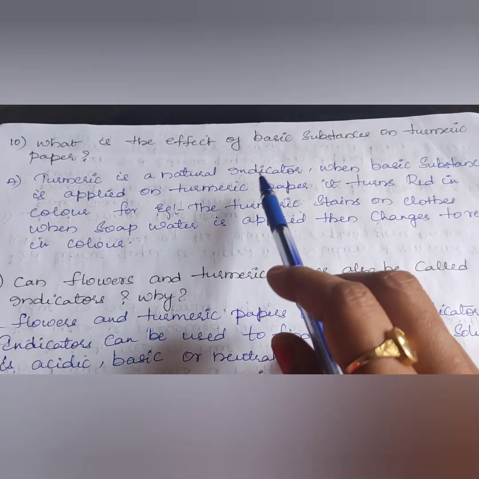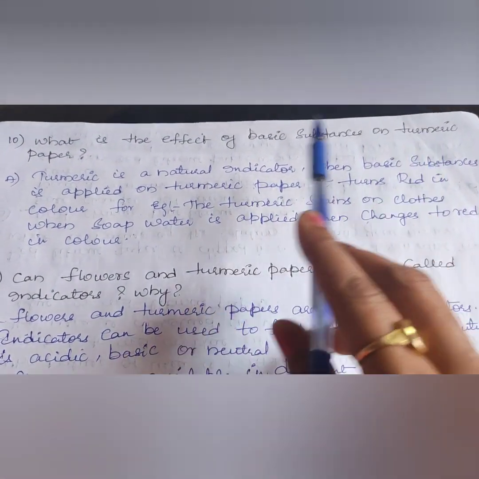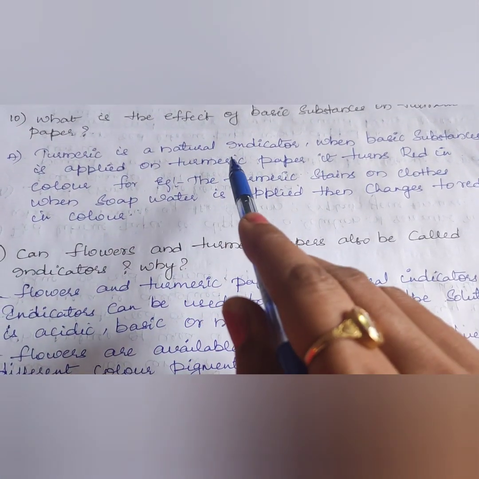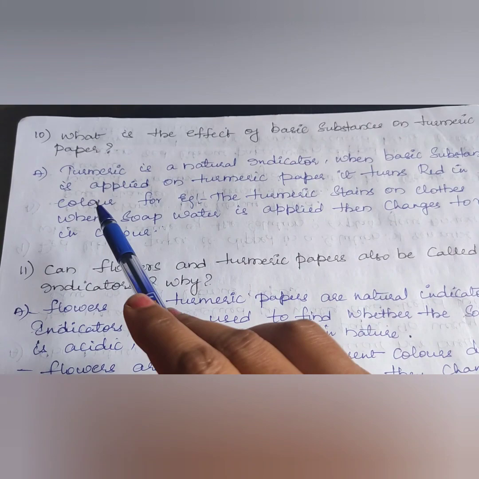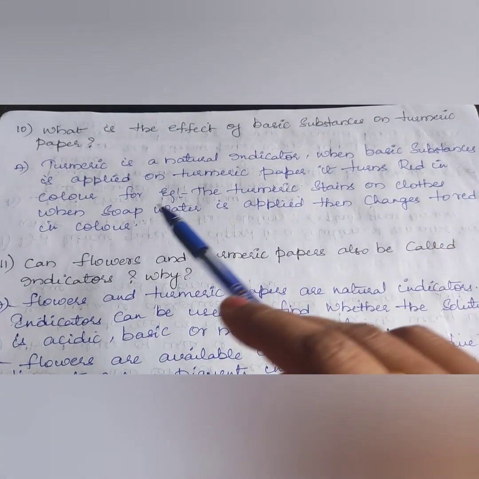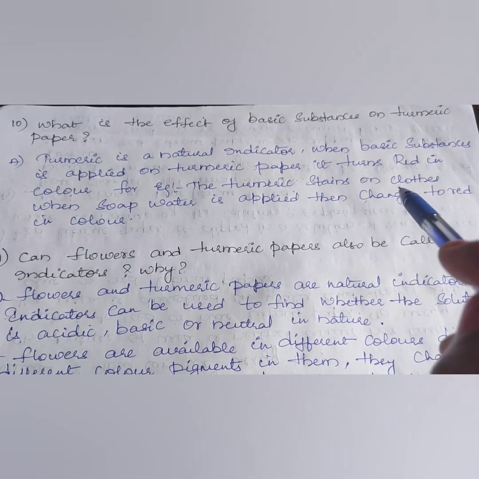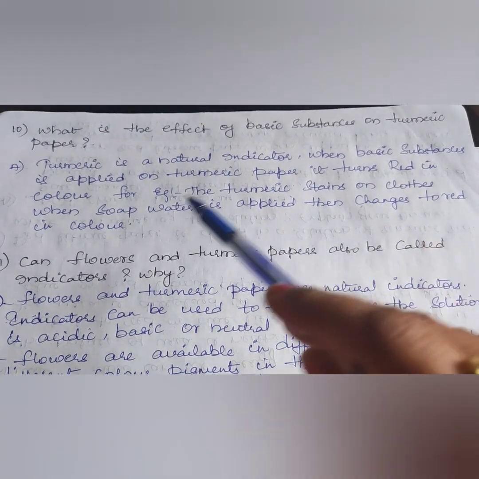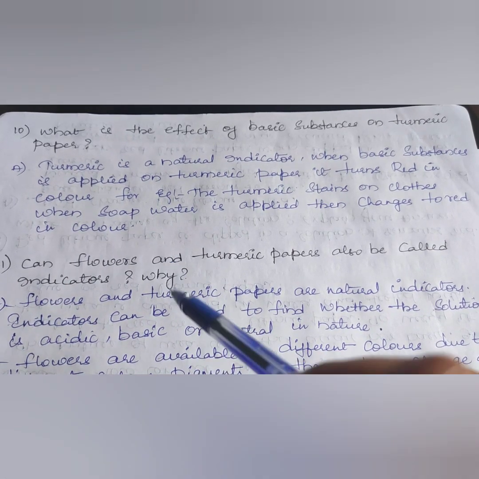What is the effect of basic substances on turmeric paper? So already we have seen that turmeric is a natural indicator. When a basic substance is applied on turmeric paper, it turns red in color. For example, turmeric stains on cloths change to red in color when soap water is applied.